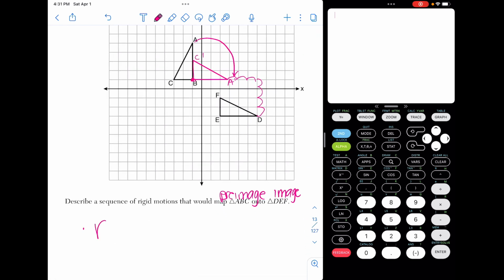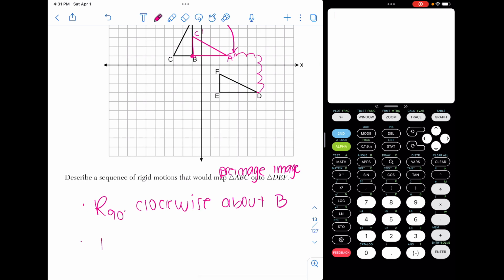So the first thing we did was a rotation of 90 degrees clockwise about B. And then we followed it up with a translation that moved the points 3 boxes to the right and 4 boxes down. Okay, and you could write that in word form as well. That would be perfectly fine. So again, take note on this question that there are many correct answers that we could come up with. This is just one possibility.